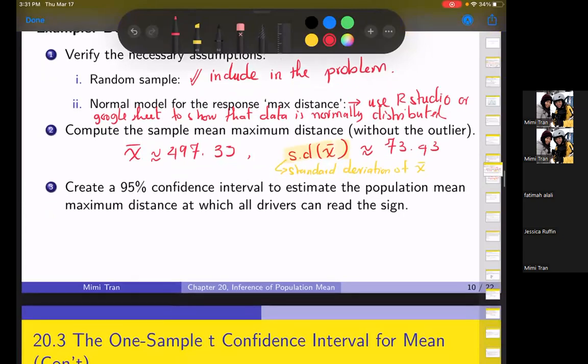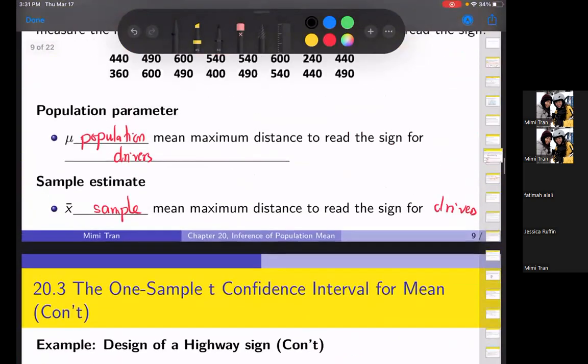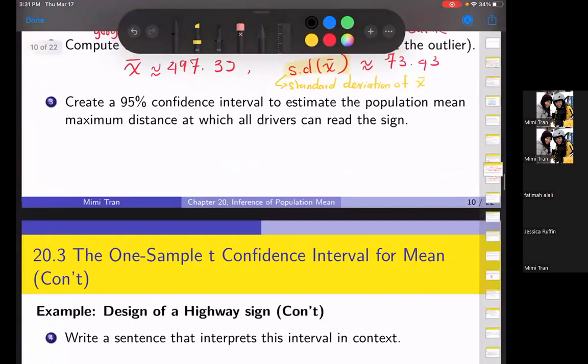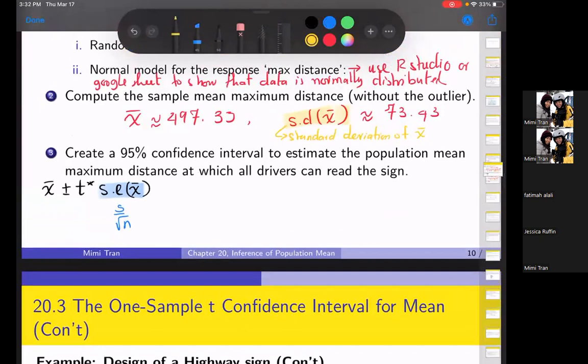All right, create a 95% confidence interval. Let me remind you of the formula that you're going to use. It's a T confidence interval, right? Because you don't have sigma. So X bar plus or minus T star times SE of X bar. Well, SE of X bar is what? Yeah, standard error, which is S divided by the square root of N. I can also denote this as S if I want to. I don't want to write too much.